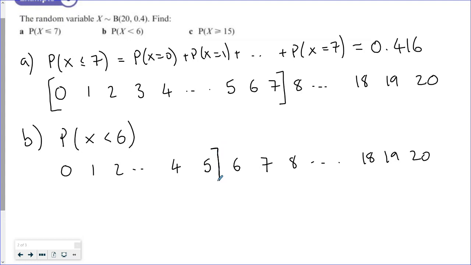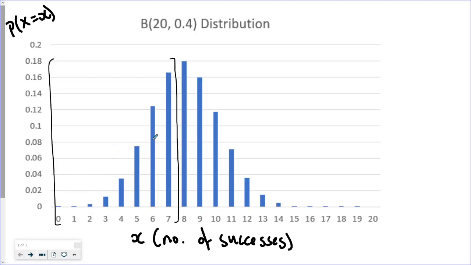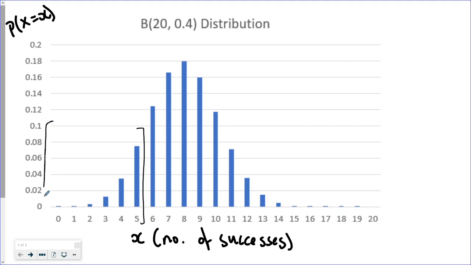So that means that we want to include 5 and go all the way down to 0. So I'm drawing out this diagram so that I know that I'm not including 6 when I add up the probabilities. Now on the bar chart, that's basically saying that we want to add up all the probabilities to the left of 6, so from 0 up to 5.